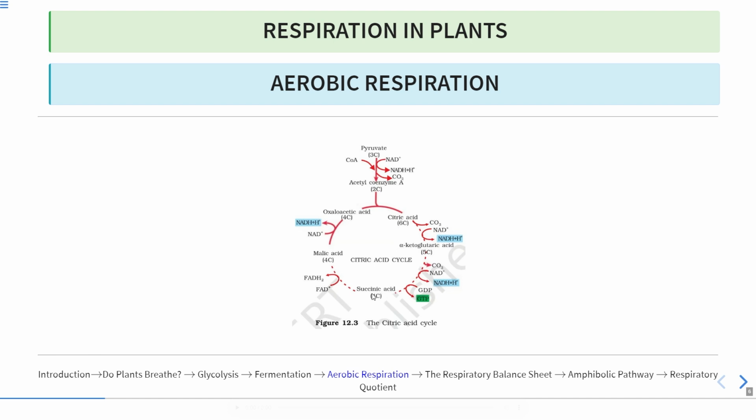Now this is succinic acid. Succinic acid is converted to another 4-carbon compound, malic acid, by the enzyme succinic dehydrogenase. Then malic acid is later converted to oxaloacetic acid in the presence of malate dehydrogenase. For the conversion of malic acid to oxaloacetic acid, there is a requirement of the enzyme malate dehydrogenase.